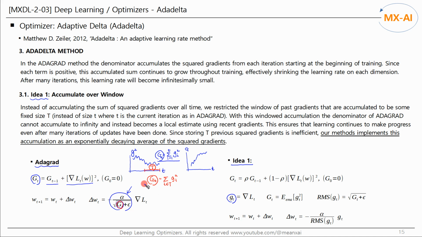Since storing t previous squared gradients is inefficient, our method implements this accumulation as an exponentially decaying average of the squared gradients. In other words, G is calculated as the exponential moving average of the squared gradient like this. In fact, this is the RMSprop optimizer that we already looked at in the previous video. RMSprop was not published as a paper, but was mentioned by Geoffrey Hinton in his Coursera lecture. The author of this paper probably thought the same thing at the time.